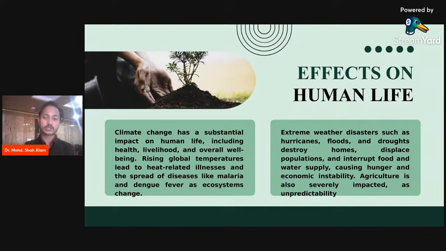Agriculture is also severely impacted by climate change. It is because it is directly dependent upon the climate for its production. For millions of people, especially in developing countries, climate change threatens livelihood and economic stability.